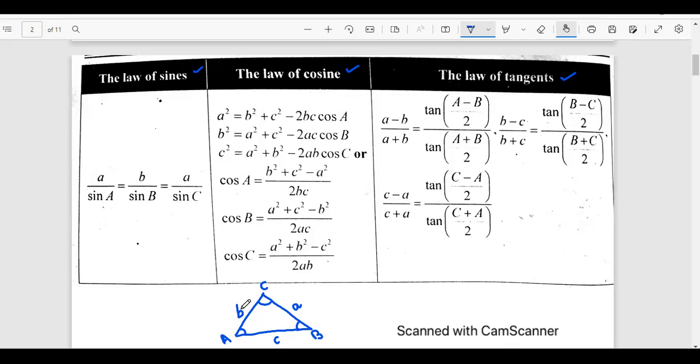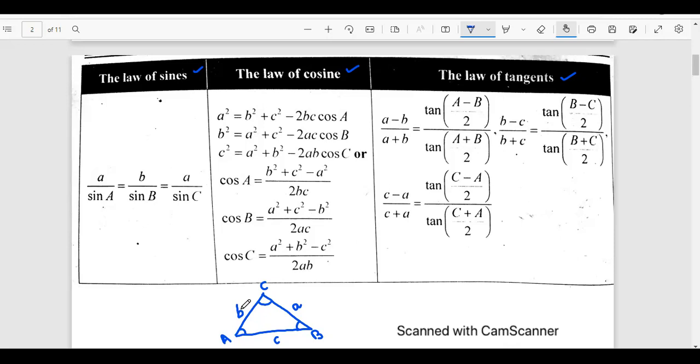All these A, B, C are coming like this. It could be any triangle. It could be obtuse. It could be scalene. It could be right angle. But the idea is same. The side opposite to any angle is denoted with small letter. Okay. That is it.